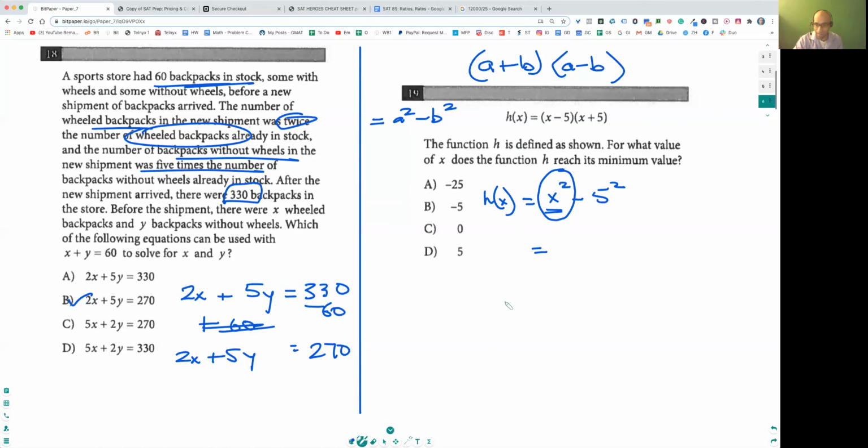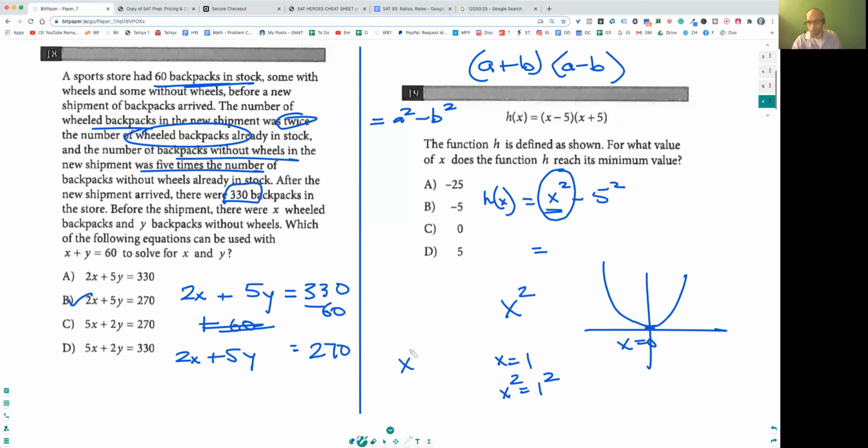Think about x squared. You plot it as a parabola. Where does it have its minimum value? It has its minimum value when x is equal to 0. If x is equal to 1, then x squared is 1 squared. If x is equal to -1, then x squared is -1 squared, which is again positive. So it always keeps going up. The only point where it's least is 0, so that's why x is equal to 0.